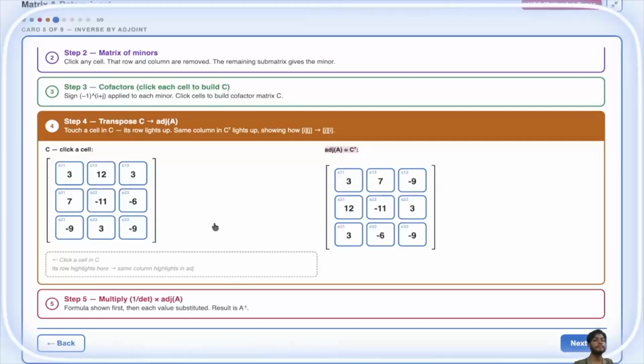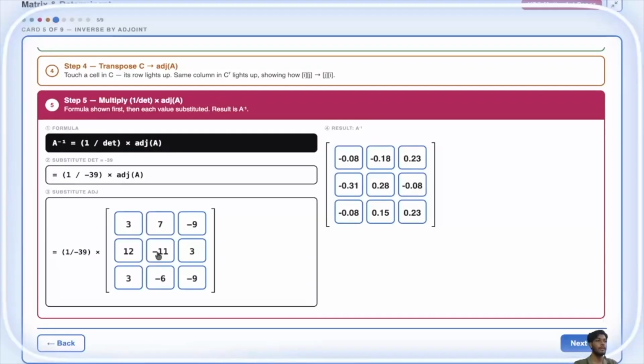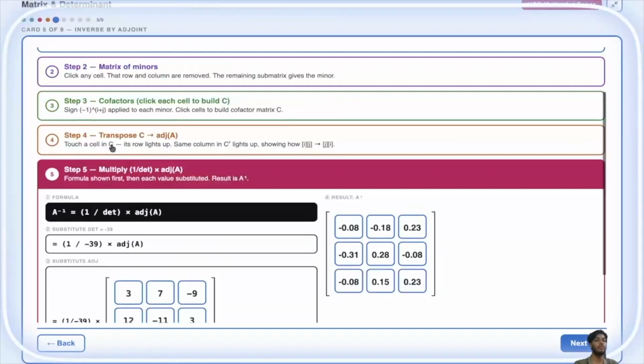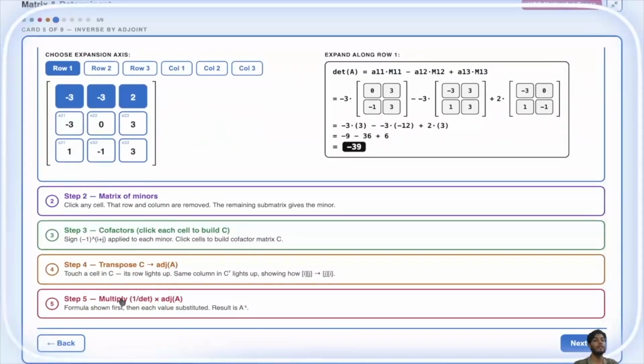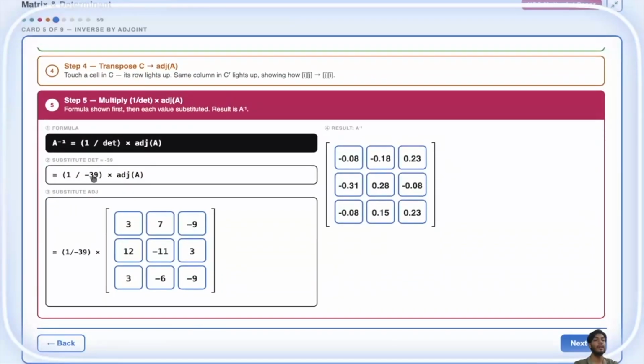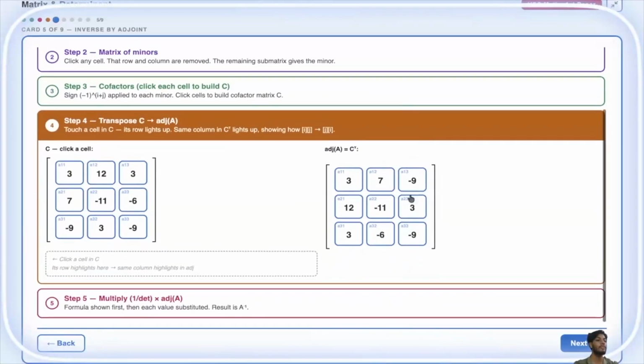Okay, so what did we do? We're going to summarize the whole thing later. Then the next step is placing the matrix and determinant in the formula. In the formula we say 1 by determinant. In the first step we calculated the determinant as minus 39. So you can say it is 1 by minus 39 times the adjoint matrix. This is our adjoint matrix.